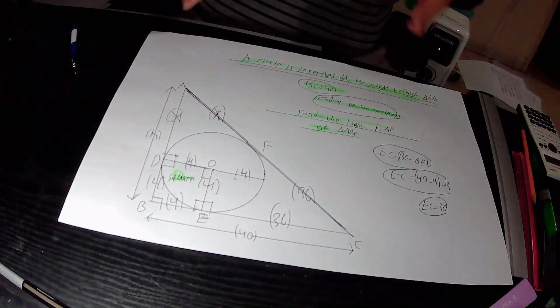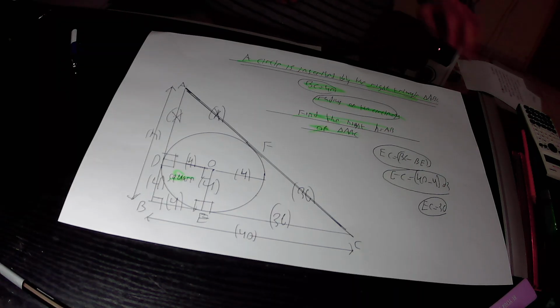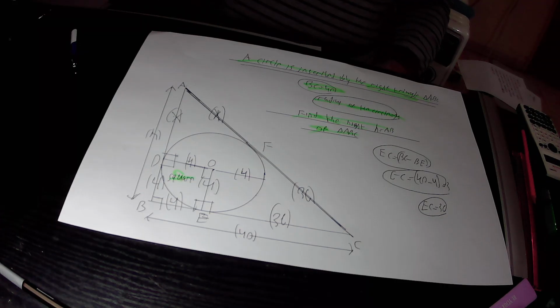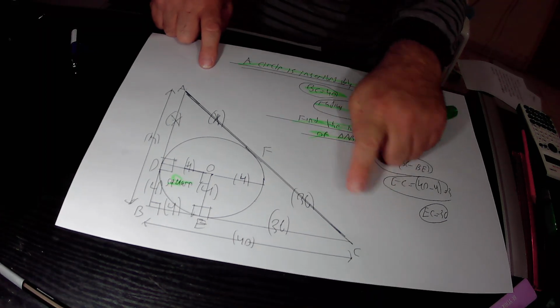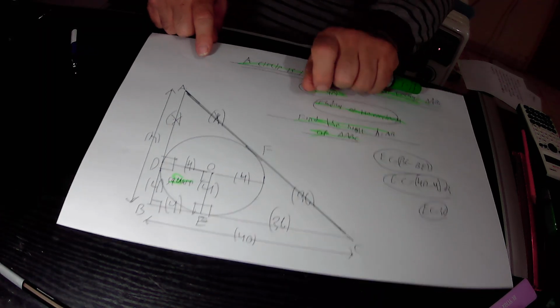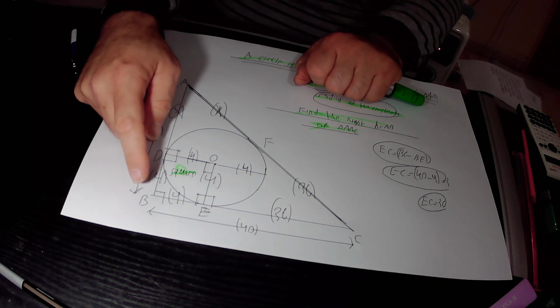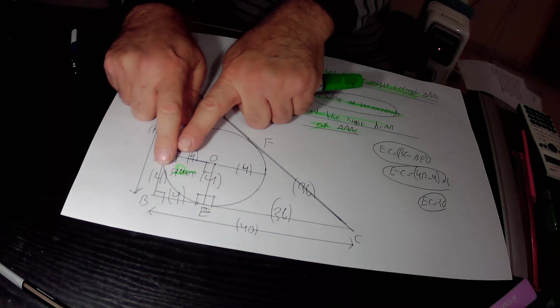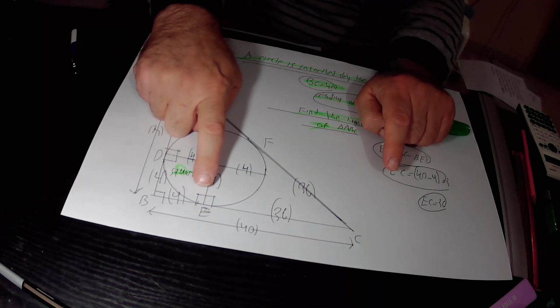First of all, we define the relevant points for this question with letters. We define the center of this circle as point O. We define the point of tangency of tangent AC with this circle as point F. Likewise, we define the point of tangency of tangent AB with this circle as point D. And finally, we define the point of tangency of tangent BC with this circle as point E.